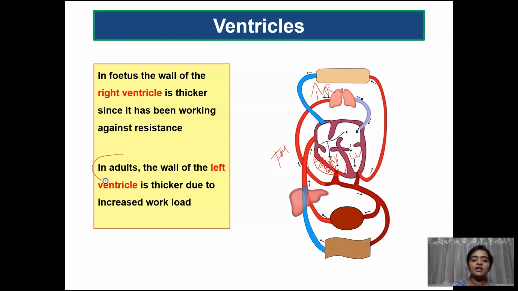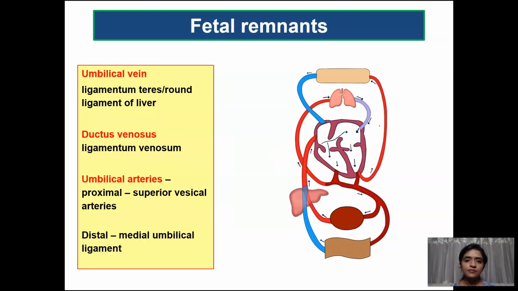fetus. But in adults, there is increased flow of blood into the left atrium and left ventricle. So more blood has to be pumped out of the heart in order to reach the different parts of the body. That is the reason why the wall of the left ventricle is thicker in case of adults.